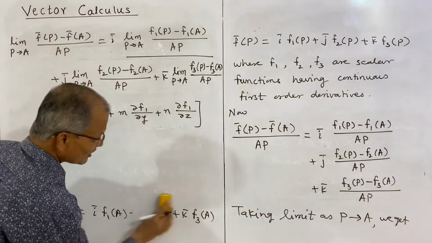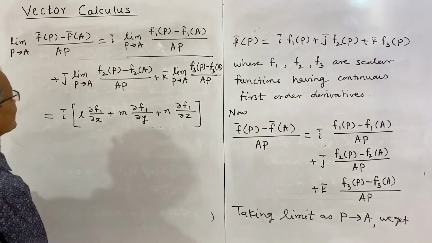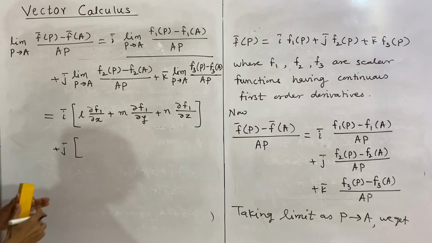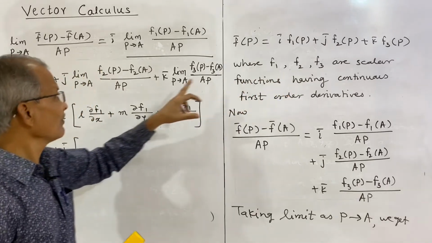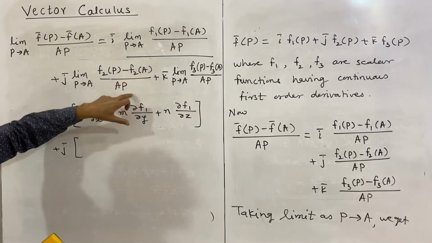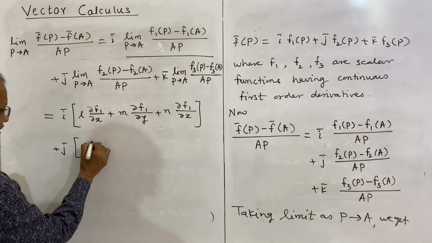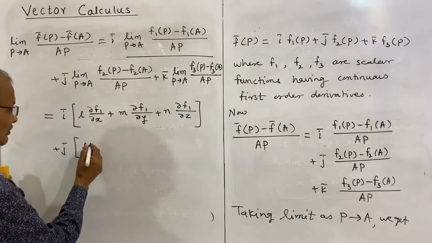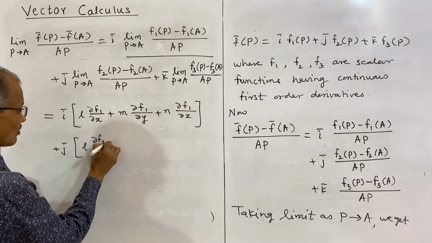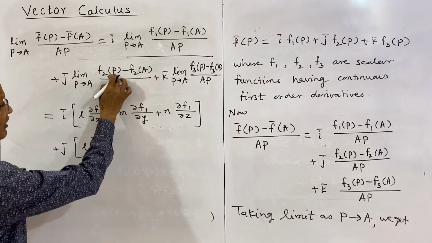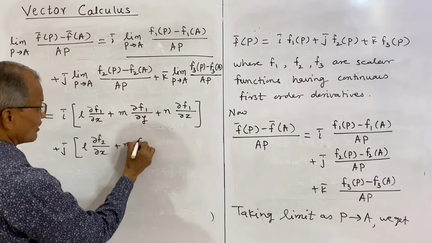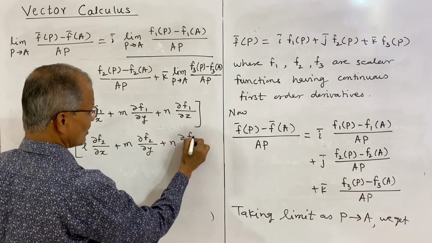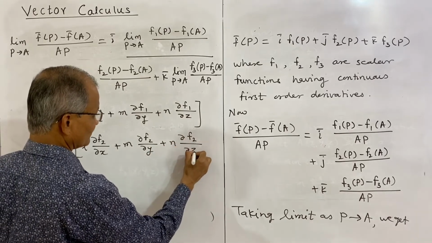And what about the next term, that is j f2, and this f2 is a scalar function. So therefore its directional derivative at the same point A will be l, m, n are the direction cosines of the line AP, and therefore that will remain the same. l ∂f2/∂x, the function is now f2, plus m ∂f2/∂y plus n ∂f2/∂z.